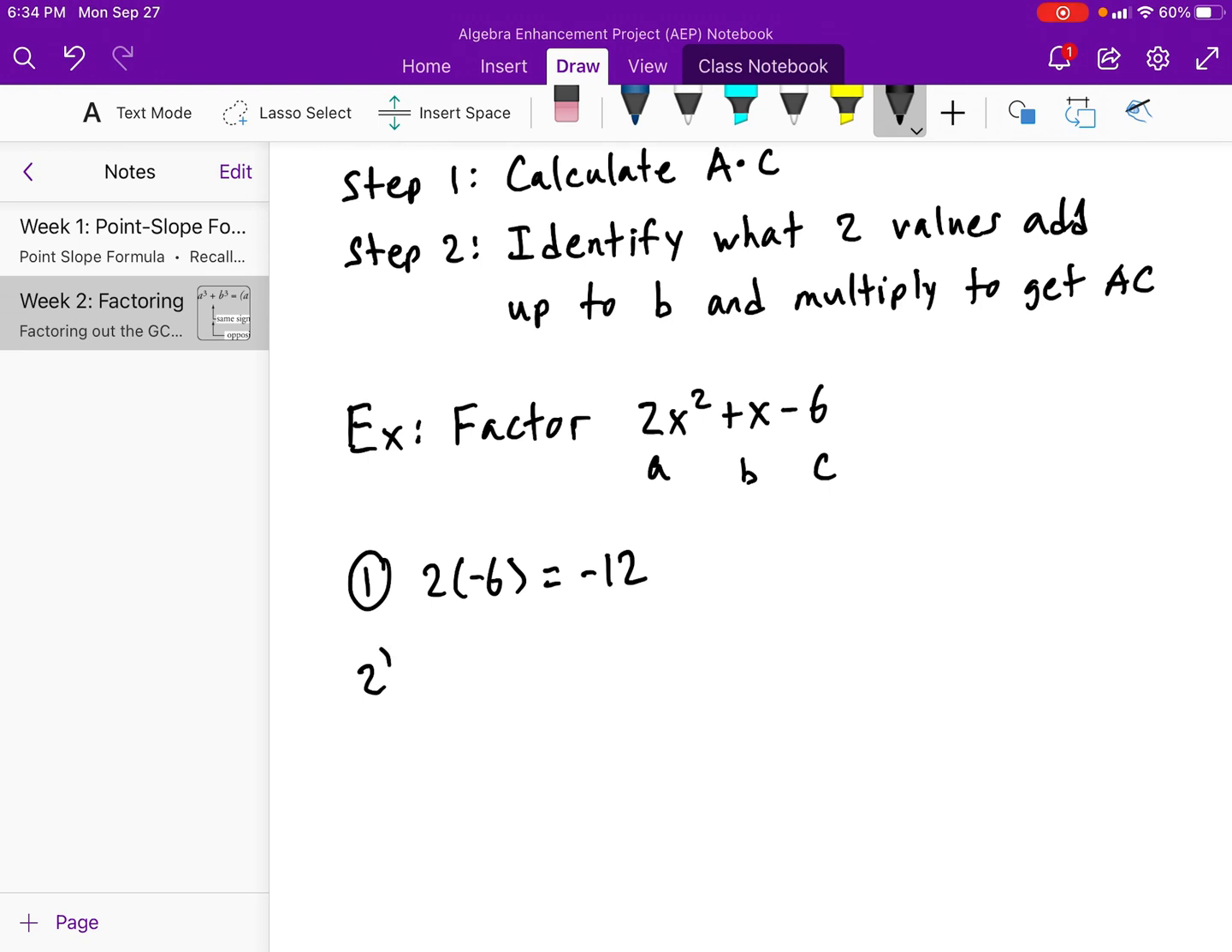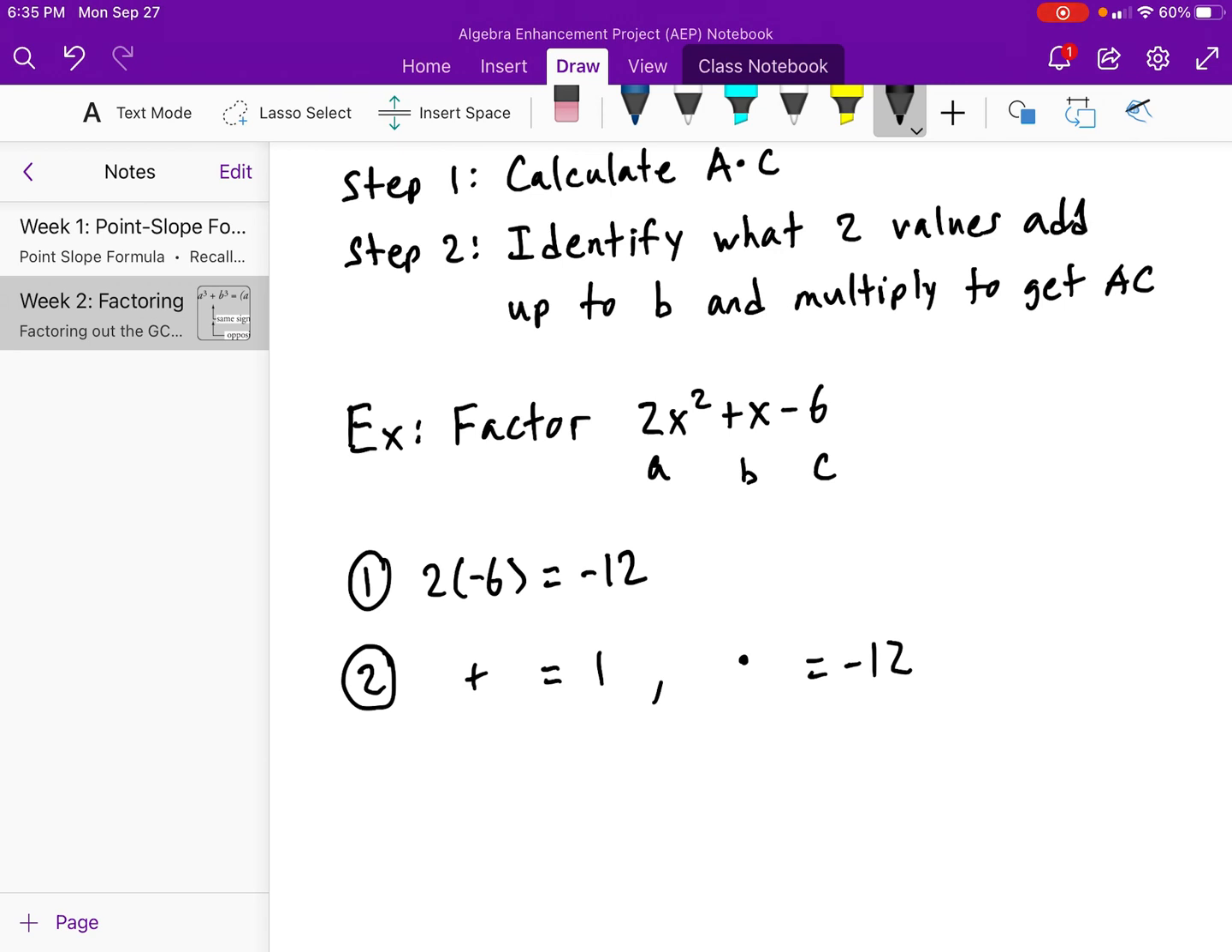Our second step is we want to identify what two numbers add up to get our b, which was 1, and multiply to get our value from step 1. So what two numbers add up to get 1 and multiply to get negative 12? When we add them together, we get 1, and when we multiply them together, we get negative 12. Now remember, if you're multiplying two numbers and you get a negative, that means one has to be negative, one has to be positive.